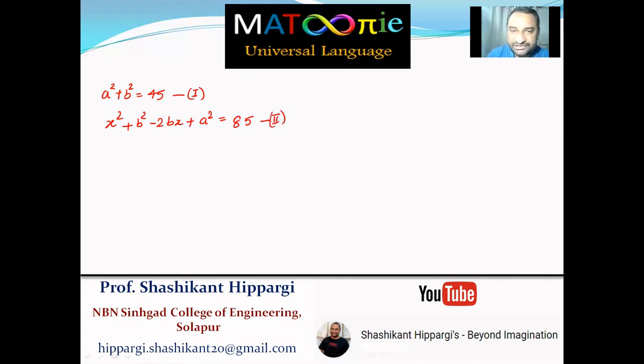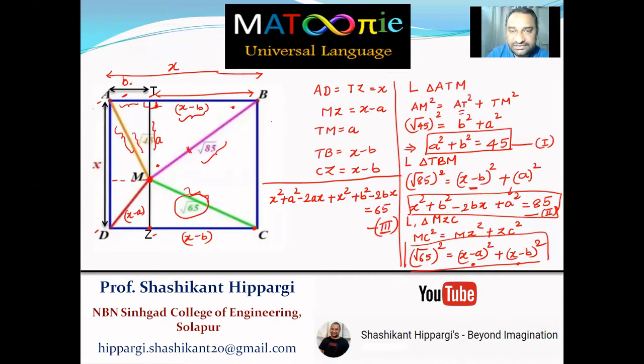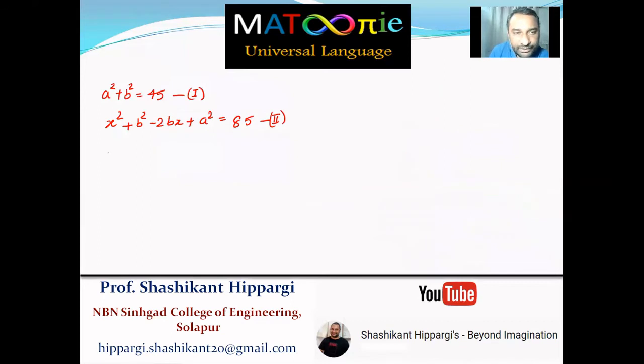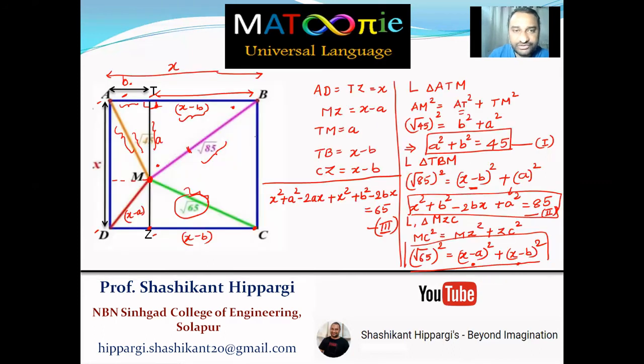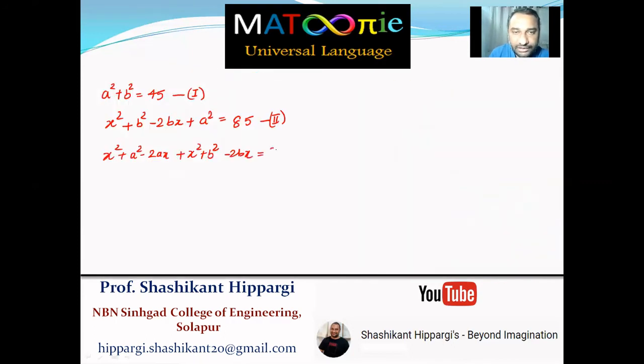We have already done that. I'm just writing it so that while solving it will be easy for me to use these equations. And the third equation is x square plus a square minus 2ax plus x square plus b square minus 2bx, and then it is equal to 65. We are calling this equation number 3.